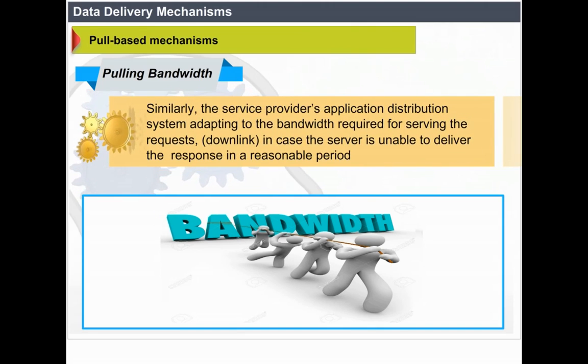Similarly, the service provider's application distribution system adapts to the bandwidth required for serving the request downlink in case the server is unable to deliver the response in a reasonable period.